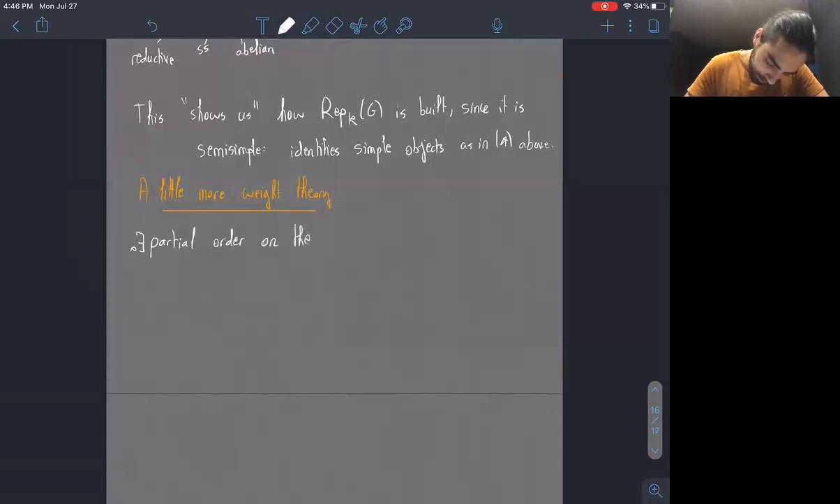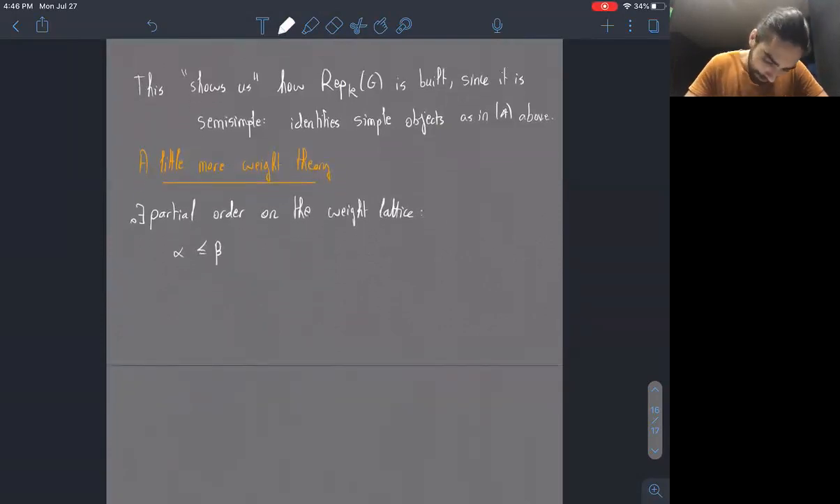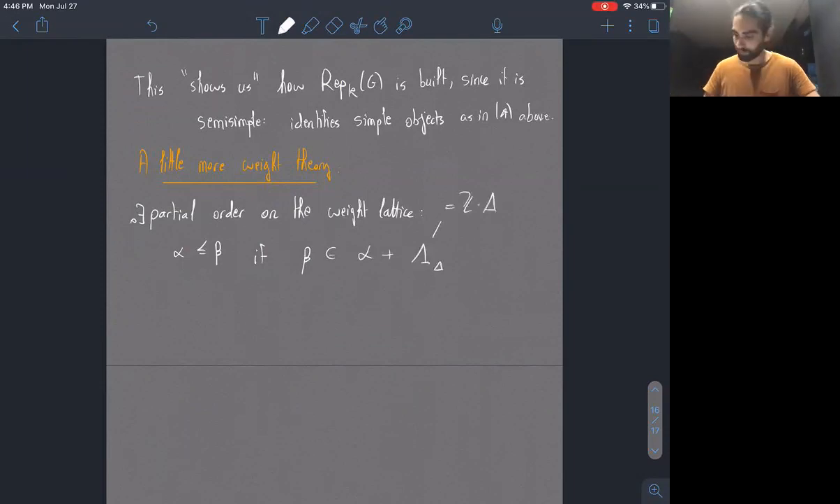on the weight lattice by declaring that, say, two weights alpha and beta are such that alpha is less than or equal to beta if beta can be reached by starting at alpha and adding something in the root lattice. So remember that this is equal to just the span of the roots. My bad. That's not quite what I want to say. That's too strong. I can only check positive roots, and I can only check non-negative integer linear combinations of them. So my bad. This is the ordering.